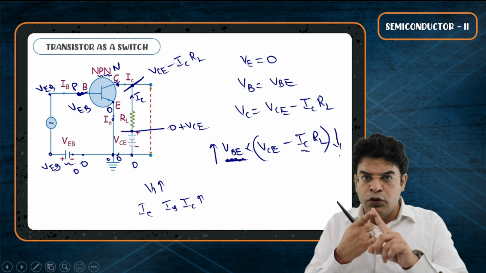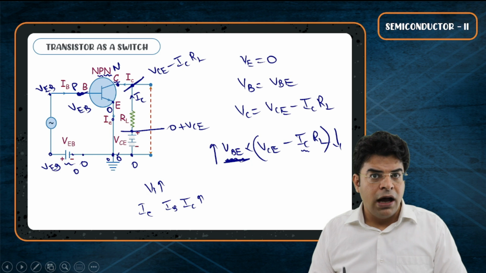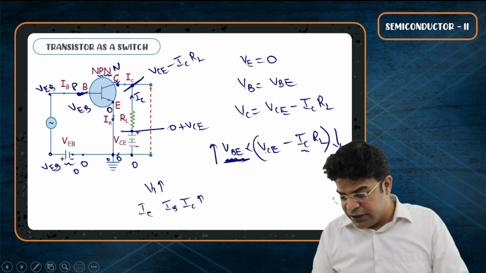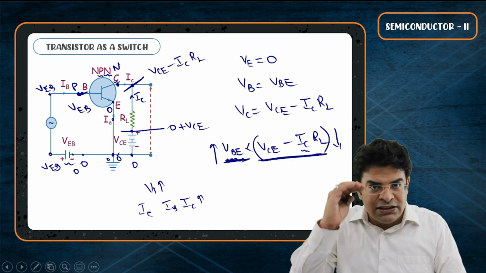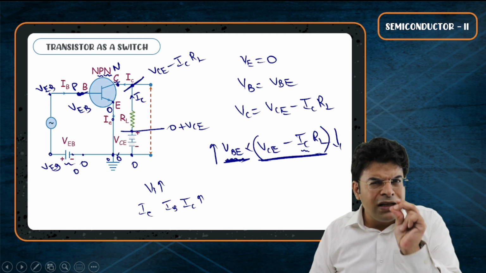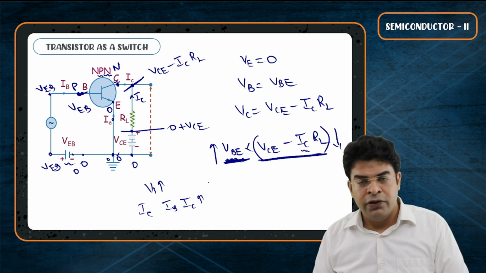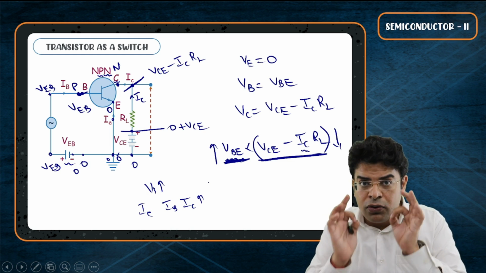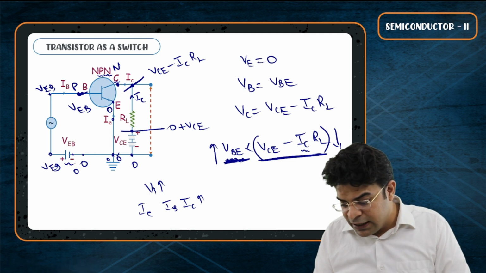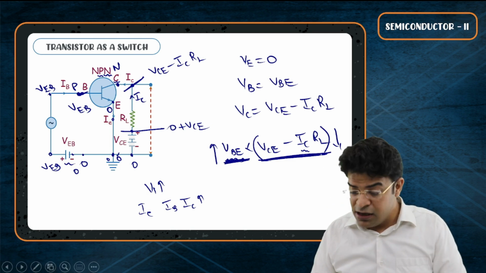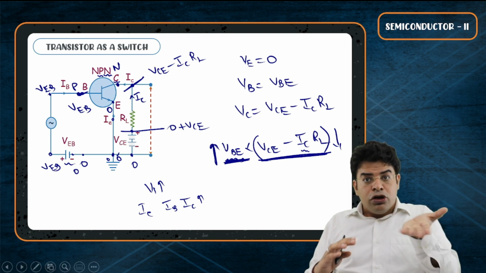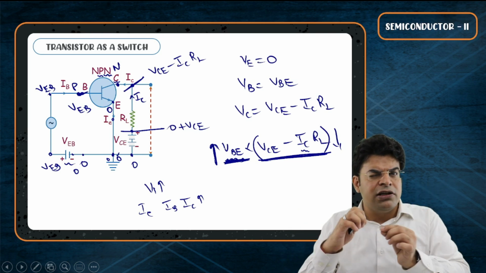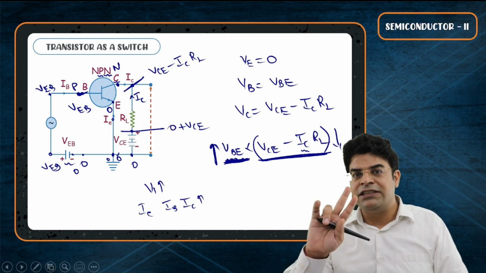When you will increase VBE, yes, IE will increase, IB will increase, IC will increase. As IC increases, this output potential VC starts to decrease. And there will be one certain value of VBE when this condition flips, because you are doing double whammy. For this particular transistor to work properly, VBE has to be less than VCE minus ICRL, but you are increasing VBE. And because of increase in the VBE, VCE minus ICRL keeps on decreasing. So there is a particular value of VBE at which this condition flips.